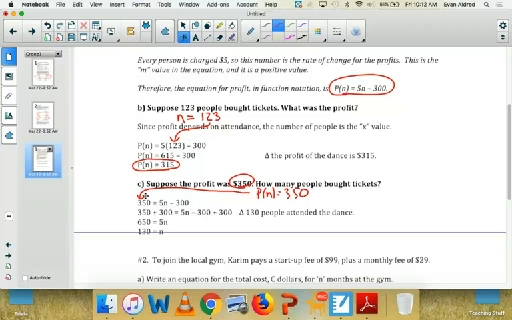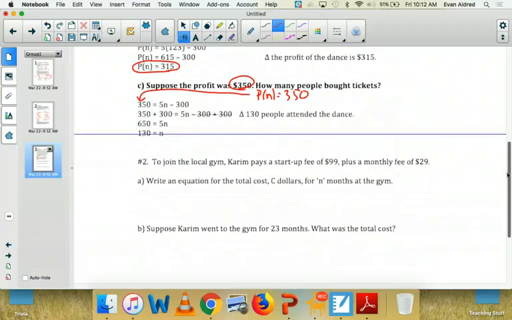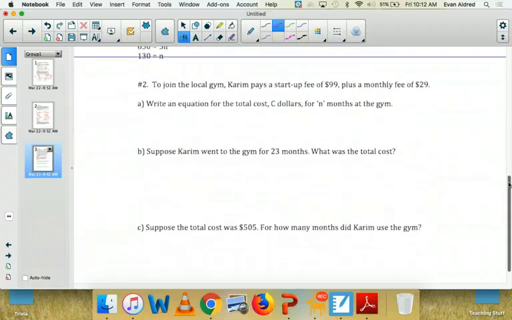Okay? It's algebra you've seen before. It's just a matter of now we're setting up the equation before we solve it. So let's do one together now.